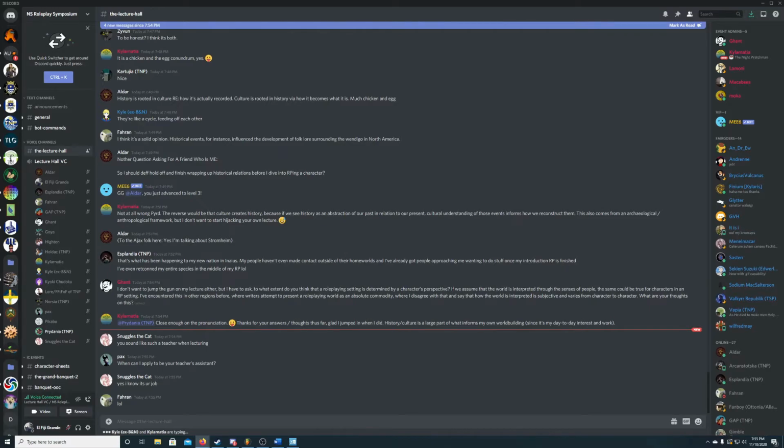Gaunt says, to what extent do you think a role player setting is determined by a character's perspective? If we assume that the world is interpreted through the senses of people, the same could be true of characters in an RP setting. I've encountered this in other regions before, where writers attempt to present a role-playing world as an absolute commodity, where I disagree with that and say that how the world is interpreted is subjective and varies from character to character. I think that's absolutely right, Gaunt. There are certain things that are absolute commodities in an RP setting, but a lot of it is up to the interpretation of characters, and I think there's value in using characters to present alternative viewpoints on certain subjects.